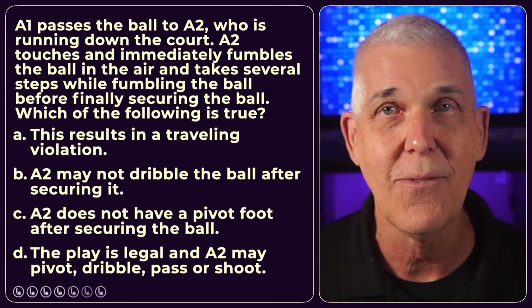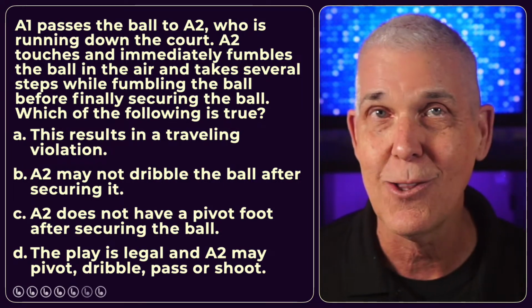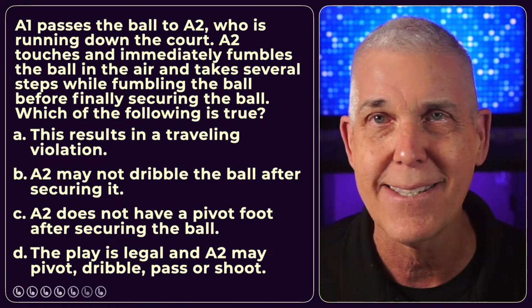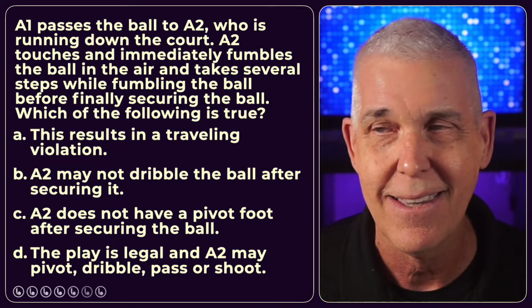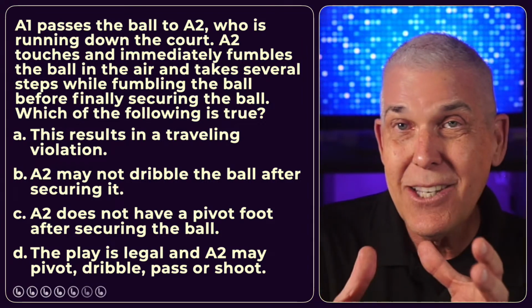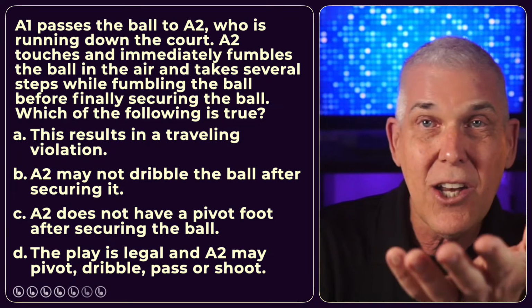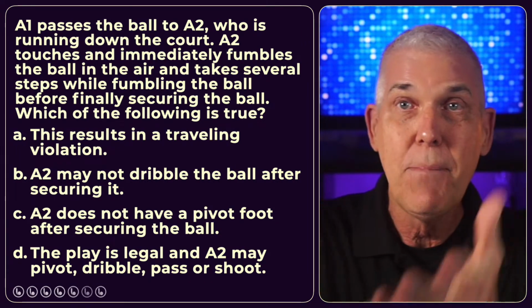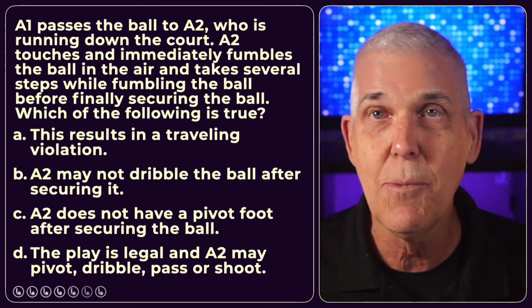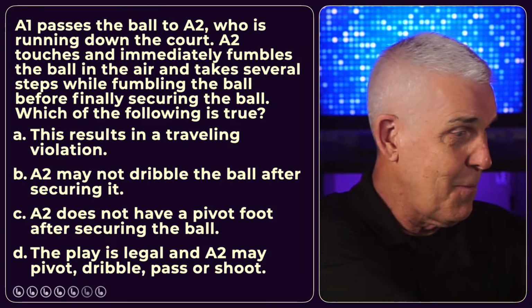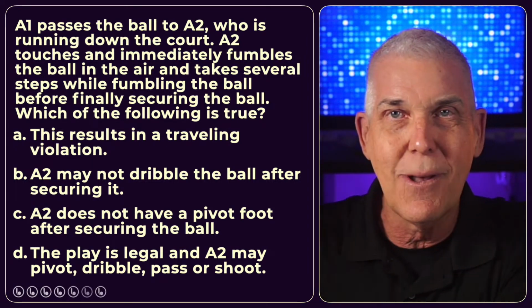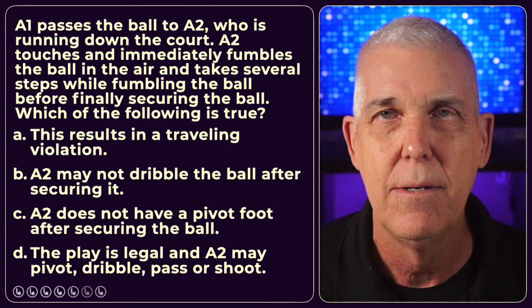This results in a traveling violation, right? This looks extremely unusual, and it's got to be something, ref. It's got to be something. A1 passes to A2, who is running down the court, and they touch the ball and immediately fumble the ball in the air and take several steps, touching the ball many times. They originally touched it back here at the 28-foot line, and now they're up at the other 28-foot line with the basketball. It's got to be something, ref.